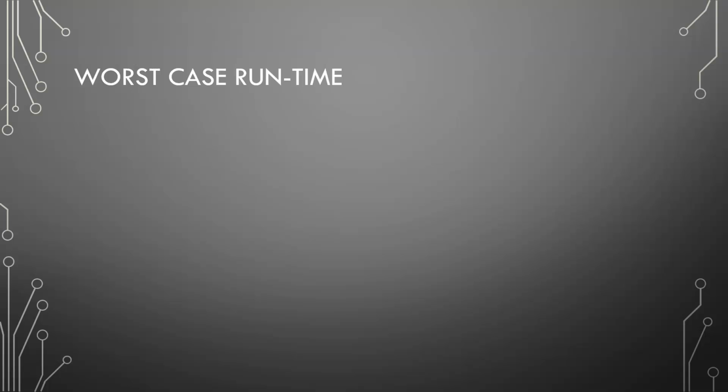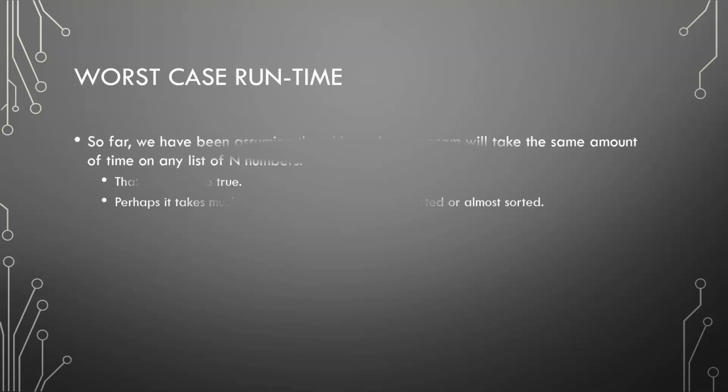All right, with that out of the way, let's examine what it means to have a worst case runtime. So far, we've only been assuming that the sorting program will take the same amount of time on any list of n numbers. Well, that's not always true. Perhaps it may take less time if the list is, for example, already sorted or almost sorted.